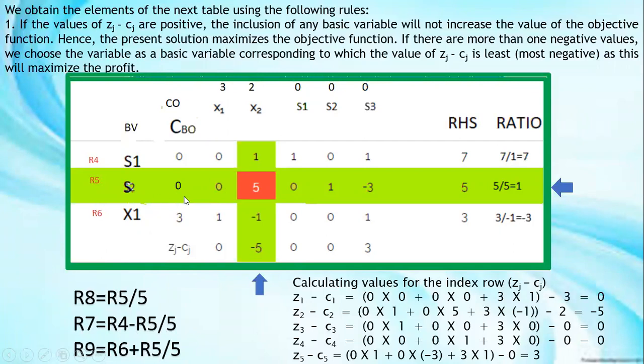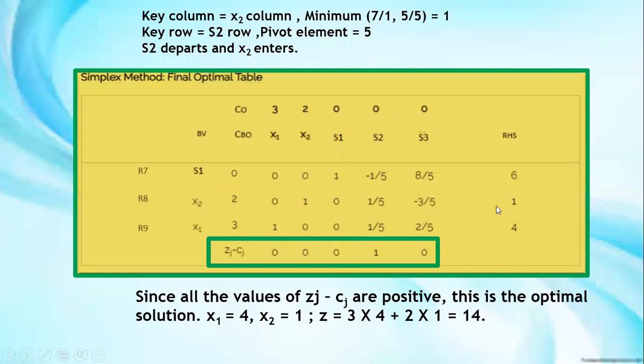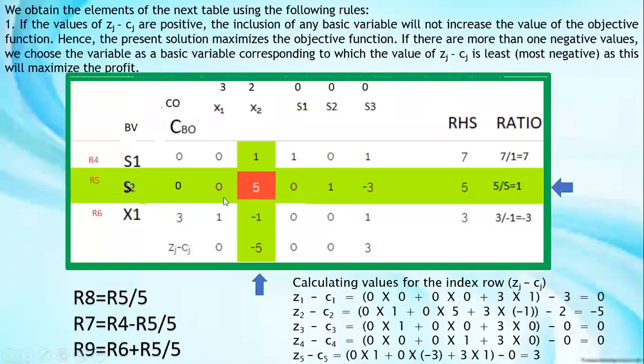So that column will be here. Instead of S2, it will be S1, X2 and X1. So it is 0, 0, 5 by 5 is 1, 0, 1 by 5 and minus 3 by 5 and 5 by 5 is 1. Okay, so next you have to make this as 0. So how do you do that? R7 will be equal to R4 minus R5 by 5.